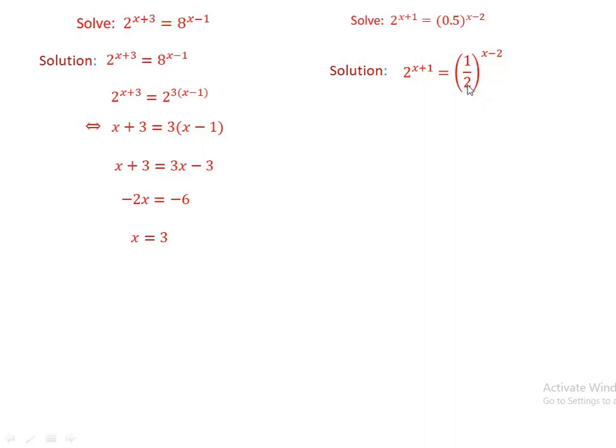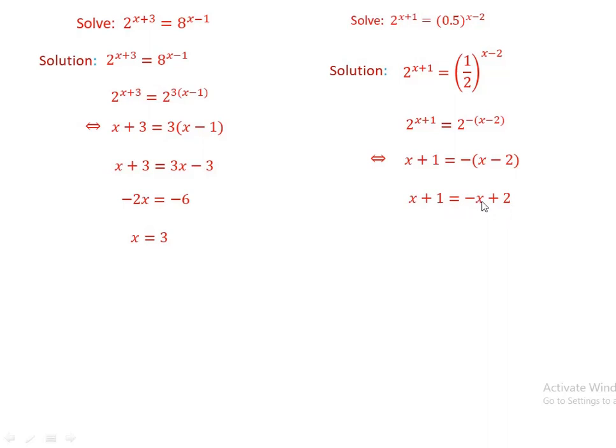Again, we know that 1 over 2 means 2 to the power of minus 1. So we have 2 to the power of x plus 1 is equal to 2 to the power of minus 1 times x minus 2. Here the bases are the same. If their bases are the same, then this holds if and only if their exponents are equal, that means x plus 1 is equal to minus of x minus 2. And this is equal to x plus 1 is equal to, by multiplying by minus 1, minus x plus 2.